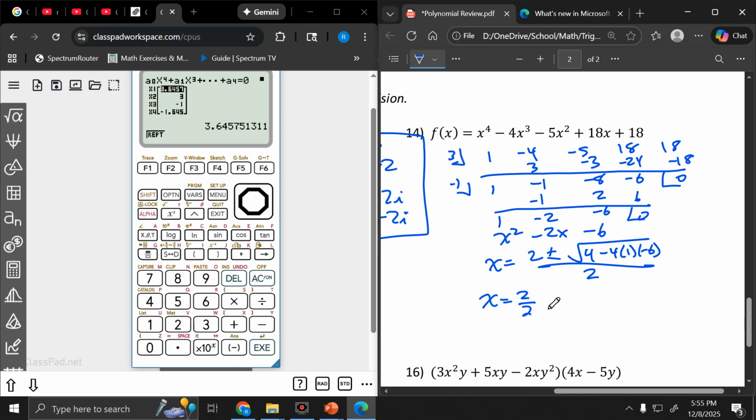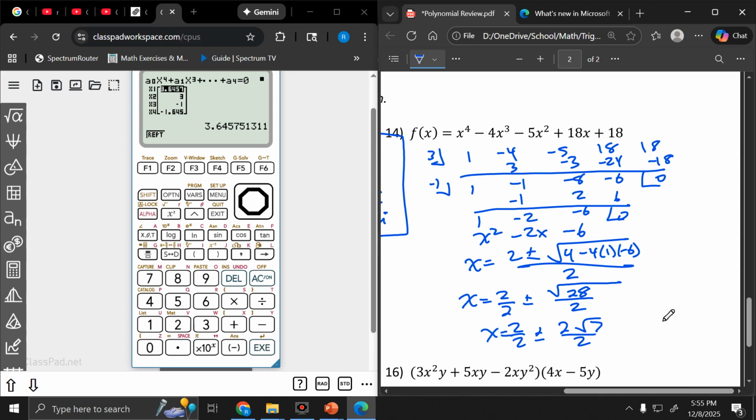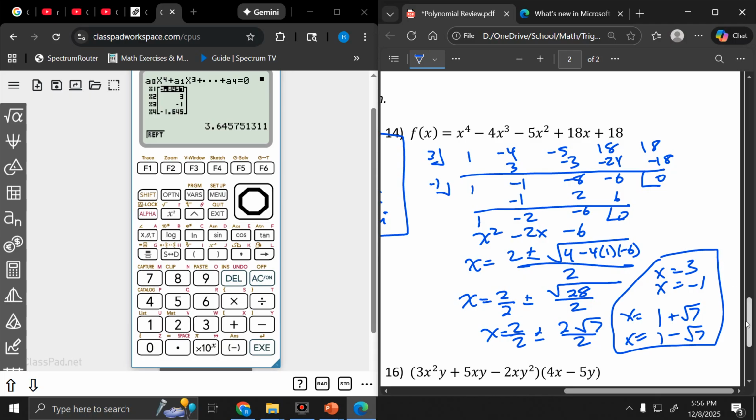So we have 2 over 2 plus or minus square root. 4, this is going to be plus 24, so that's 28. And that's going to be 2 root 7 over 2. And this reduces to 1 plus, 2's cancel, root 7. This will be 1 minus root 7. And then I have x equals 3, x equals negative 1, and the two with root 7. There we are.